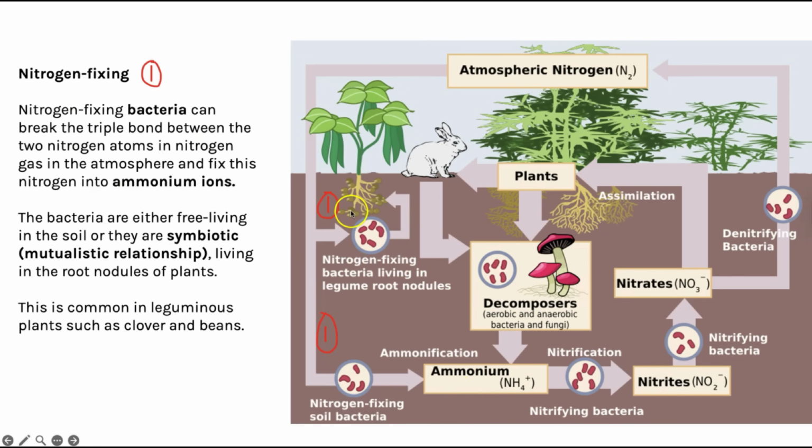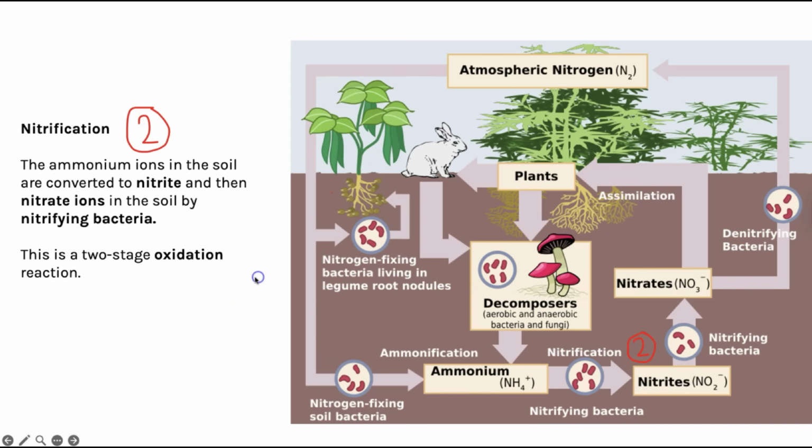ions. Now that can either be done by bacteria that are free living in the soil, so the ammonium ions are fixed into the soil, or there are some plants, such as leguminous plants, which are clover and beans, that have these nodules, which means lumps, on their roots. And within those root nodules, there are bacteria that can fix that nitrogen directly into the plant itself.